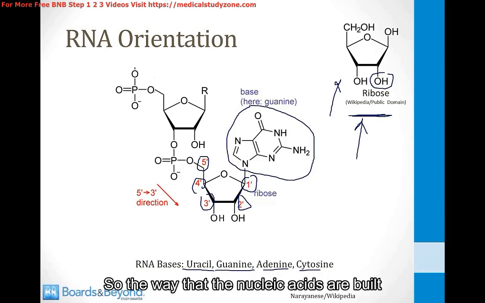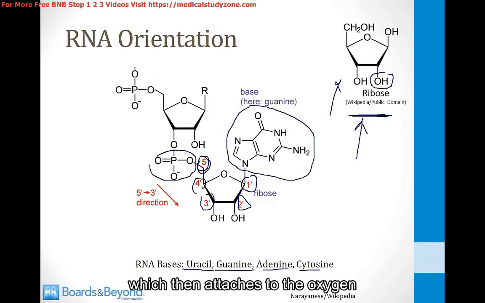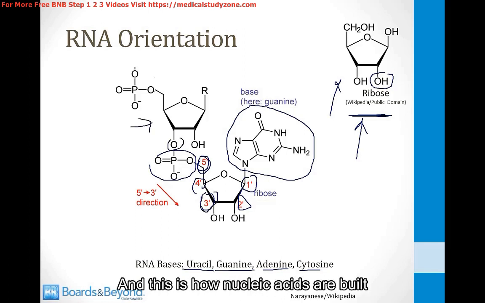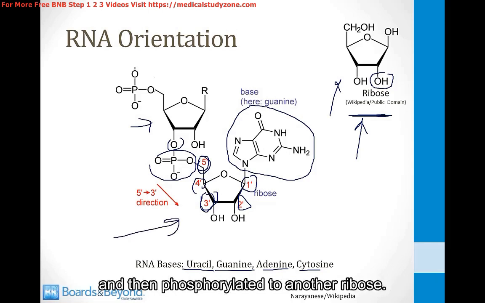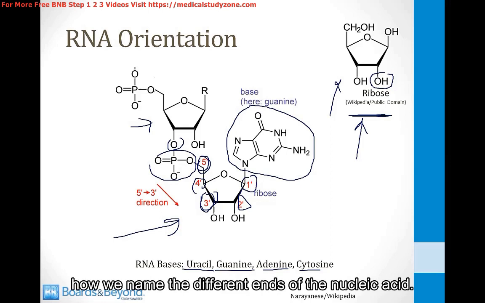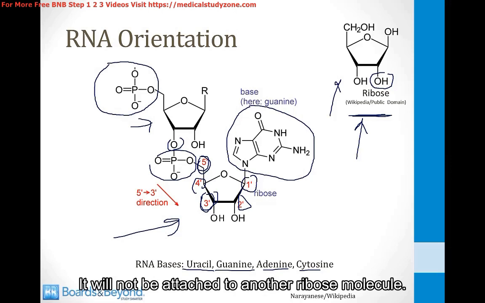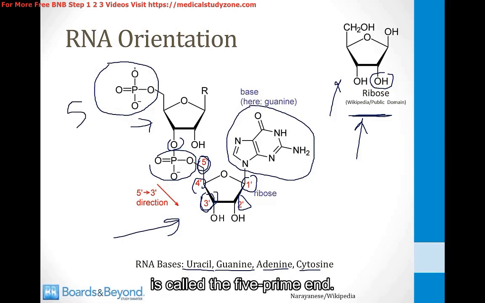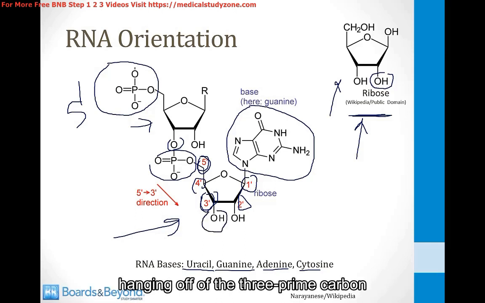So the way that the nucleic acids are built is that the 5' carbon right here is always attached to a phosphate group, which then attaches to the oxygen hanging off the 3' carbon on the next ribose molecule. And this is how nucleic acids are built, from monomers of these ribose molecules attached to bases and then phosphorylated to another ribose. But the most important point here is to understand how we name the different ends of the nucleic acid. So one end of the polymer will have a phosphate group hanging off it. It will not be attached to another ribose molecule. And that end with the phosphate is called the 5' end. Another end of the nucleic acid will have an OH group hanging off of the 3' carbon of one ribose molecule, and we call that the 3' end.